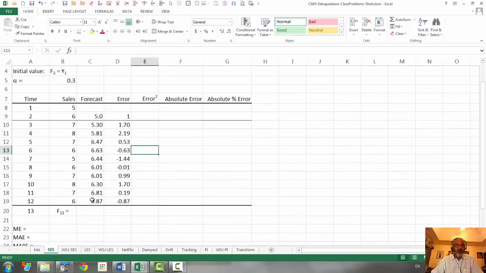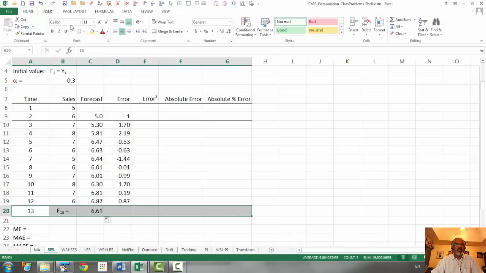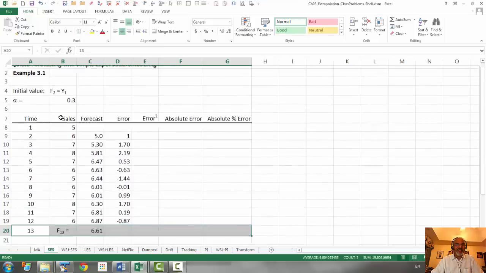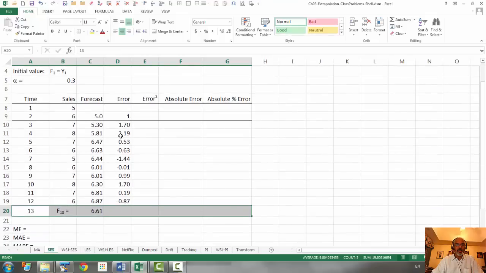Okay, so now if you copy that one more time period, so that would be our forecast for time period 13. Now that's our forecast using SES, simple exponential smoothing. And what about the errors? So let's look at the error computation.